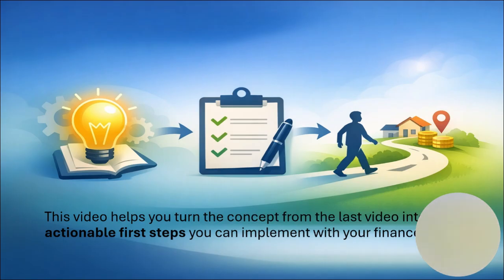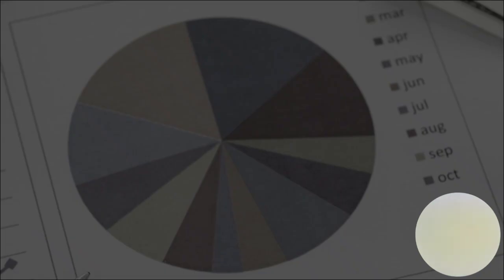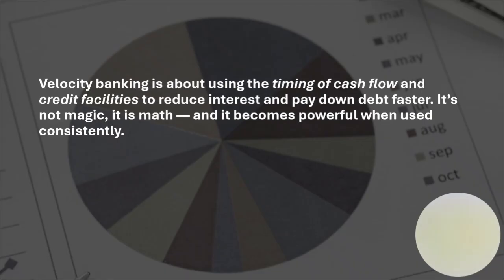before we go into any details, let's do a recap of last week's video, where we defined what velocity banking is. Velocity banking is about using timing of cash flow and credit facilities to reduce interest and pay down debt faster. It's not magic, it is math. And it becomes powerful when used consistently.